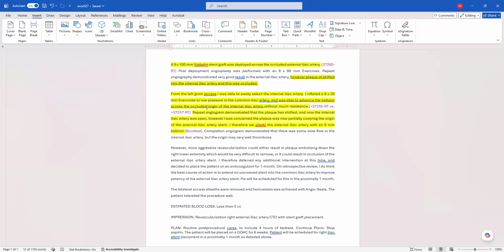And then after that, it says repeat angiogram demonstrated that the plaque has shifted and now the internal iliac artery was open. However, I was concerned the plaque was now partially covering the origin of the external iliac artery stent. So then there was the angioplasty of the external iliac artery with a balloon. So there we've already coded for the intervention in the external iliac artery, which was a stent and an angioplasty. So we're not going to code anything again because it's actually the same vessel. So there's not going to be any additional coding for that particular part of the procedure.